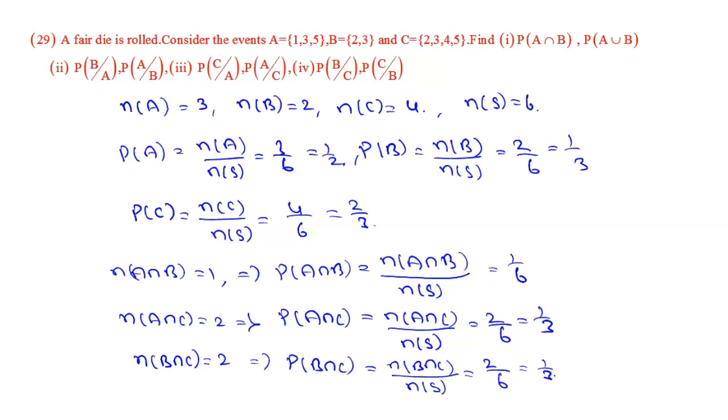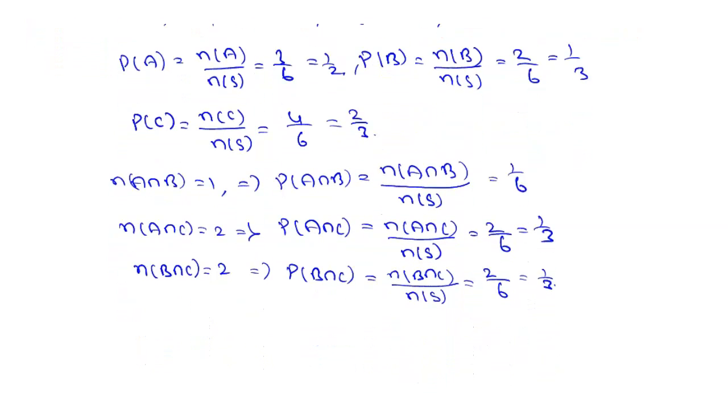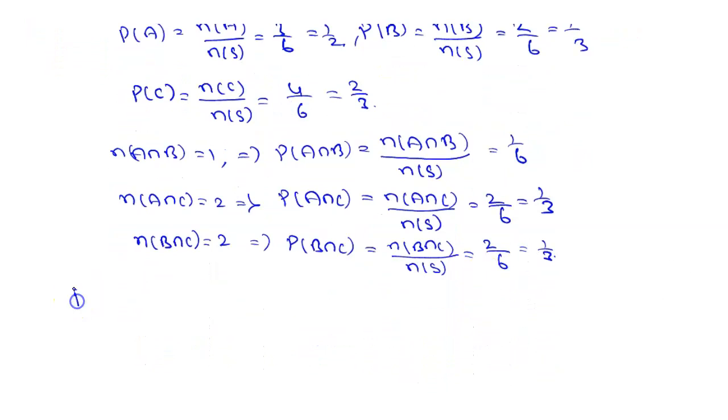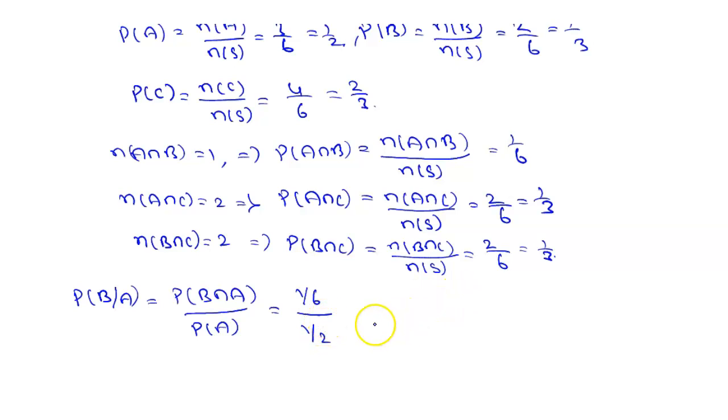So I will show one question. P of B given A, that is nothing but P of B intersection A by P of A, right? So B intersection A, that is nothing but here we have 1 by 6, divided by P of A, which is 1 by 2. So the answer is 1 by 3.